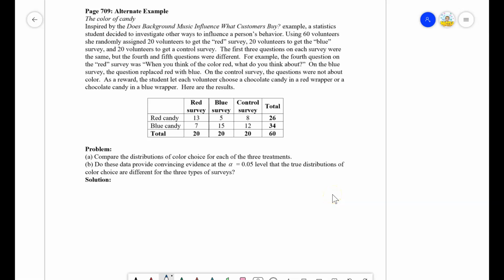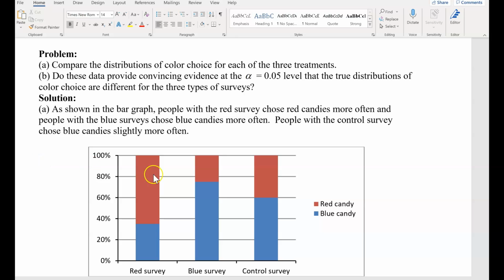So we'll look at the last example here, and when it says compare the distribution of color choice for each of these three treatments, that just simply means we're going to look at, 65% on the red survey, 65% of answers were red. On the blue survey, it looks like 75% were blue. And on the control survey, 12% were blue. Okay, so we would just look at those percentage breakdowns. And a segmented bar graph might be a decent way to look at that. We can see big difference on the red survey, they favored red. On the blue, they favored blue. But again, this is just our eye test.